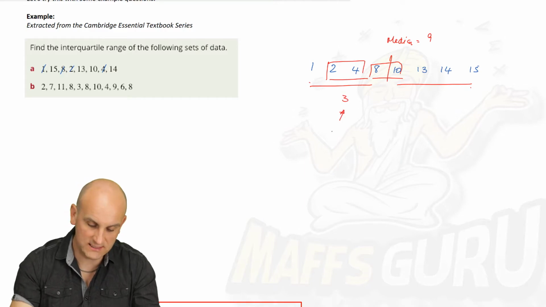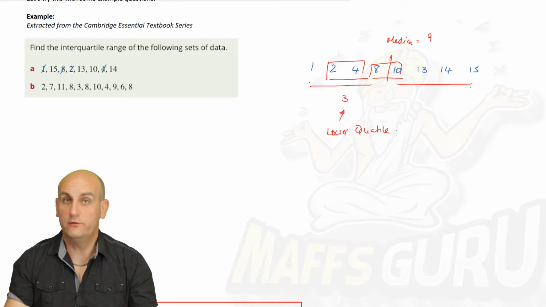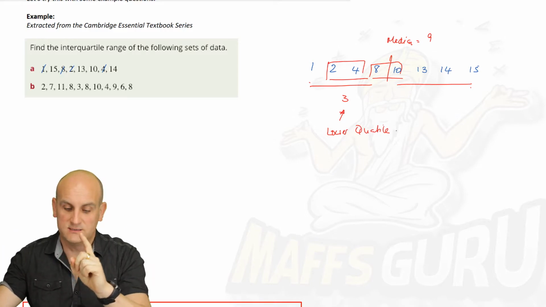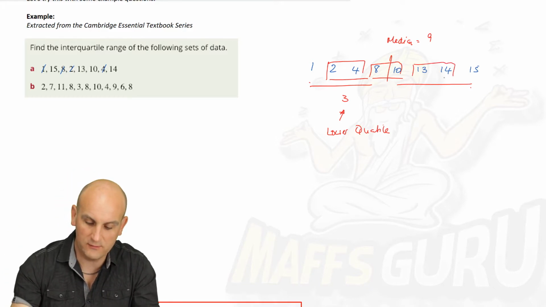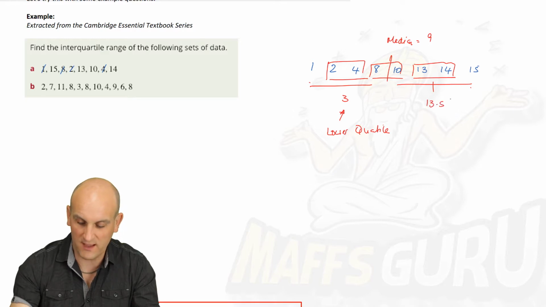And we now know that this thing here is called the lower quartile. Now we'll do it to the top half of my cake. So 10 and 15, 13 and 14. So we know my middle value now lies between 13 and 14, and that's 13.5. And we know that that is my upper quartile.